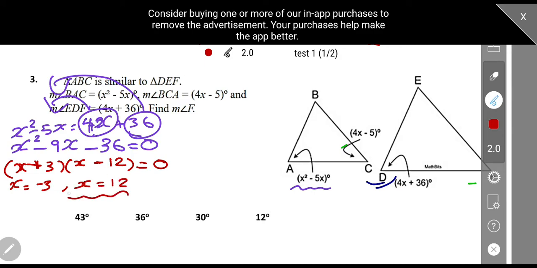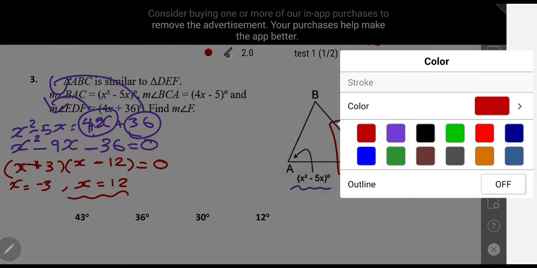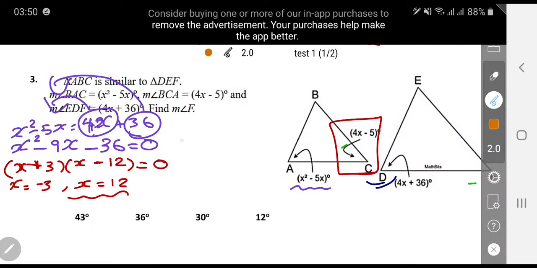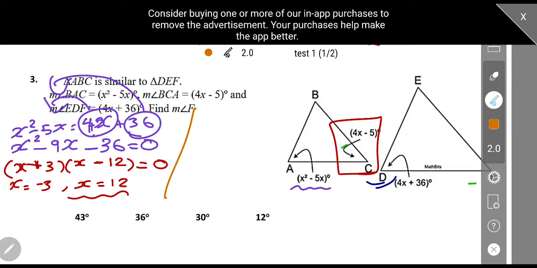Now I'll take the positive answer only and I'll substitute it over there. Why? Because if I find the measure of angle C, it means I find the measure of angle F. Now let's substitute x equals 12 over here, which is 4 times 12 minus 5. So 4 times 12 minus 5 will give me 43 degrees.